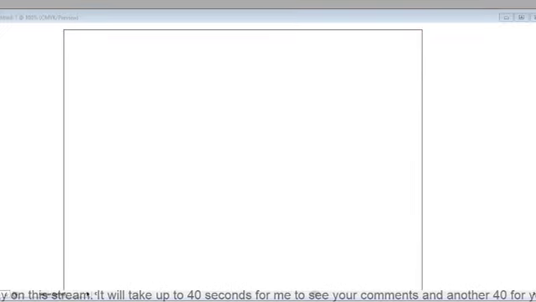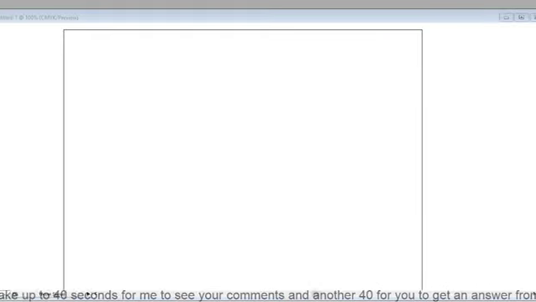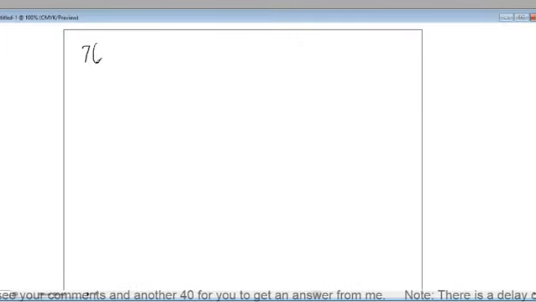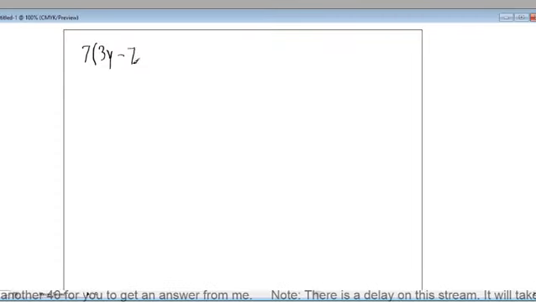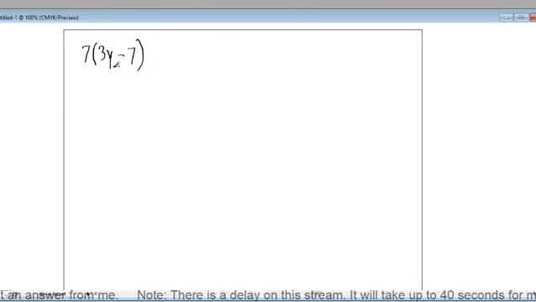So remember that we said there's a difference between equations and expressions. Expressions are where we have just a single idea. So 7 times (3y minus 7) would be a single idea. This would be just an expression. If we knew what we could put in for y, we would get a value out. That's the idea.